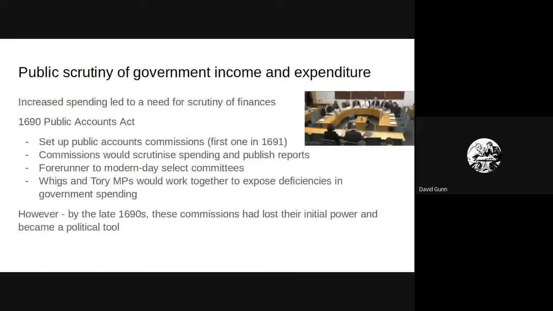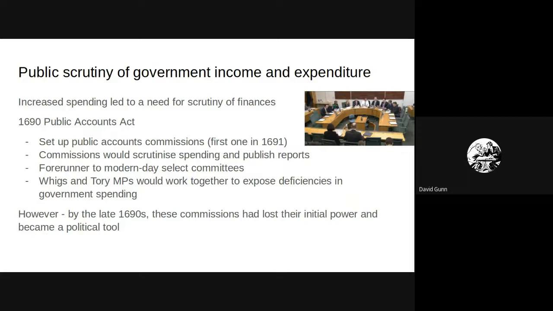Okay, then we go on to the public scrutiny of government spending. And what happens is in 1690, so sorry, just take a step back for a second, because of this increased spending, there's a need to scrutinize what's going on, to make sure that money is being spent in an efficient way. And in 1690, the Public Accounts Act is passed to do this. So it sets up public accounts commissions, of which the first one is in 1691.